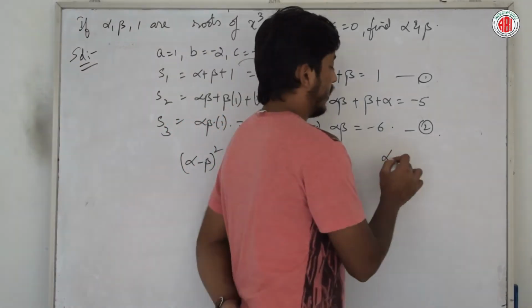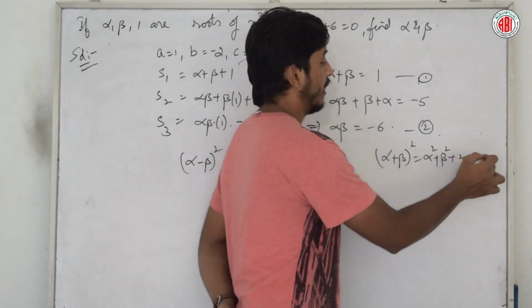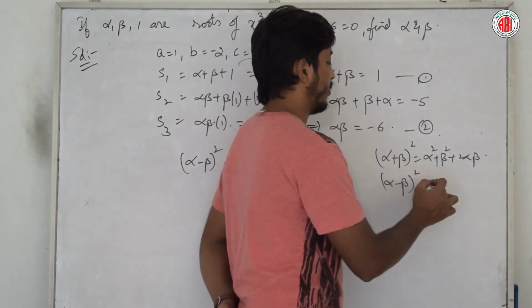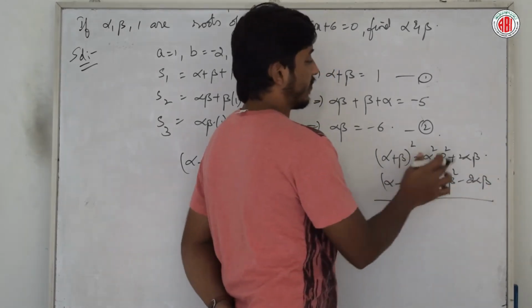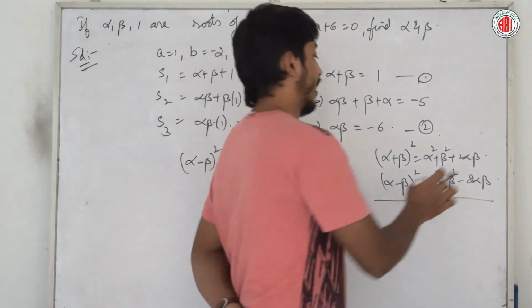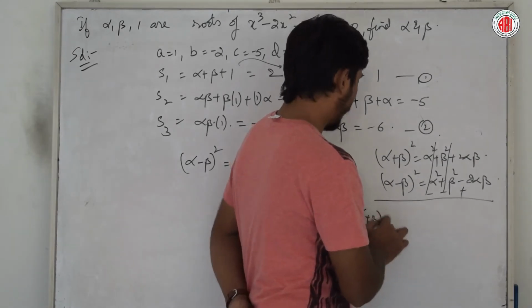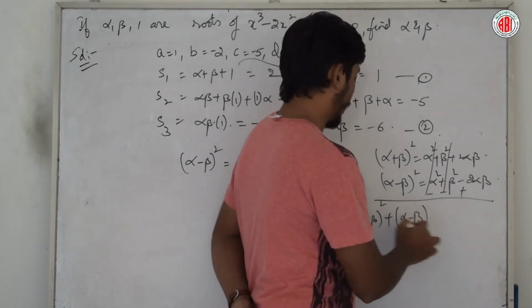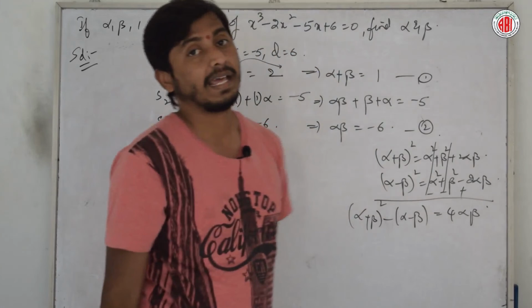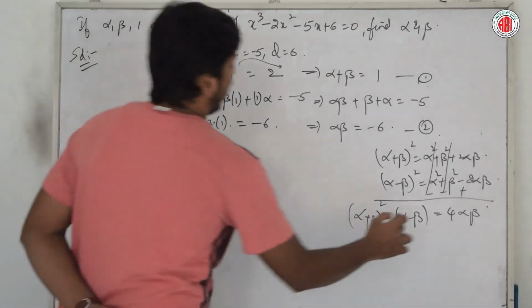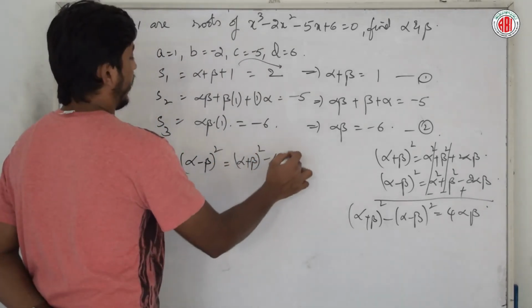First, see here, alpha plus beta whole square is alpha square plus beta square plus 2 alpha beta. I think we learned this in our quadratic equations also, right? So if I want alpha square plus beta square, I will just add it. If I want the value of alpha beta, I will subtract it. So these both will get cancelled. Here alpha plus beta whole square minus alpha minus beta whole square is equal to 4 alpha beta. Done. Now just tell me, can I write alpha minus beta whole square is equal to alpha plus beta whole square minus 4 alpha beta?